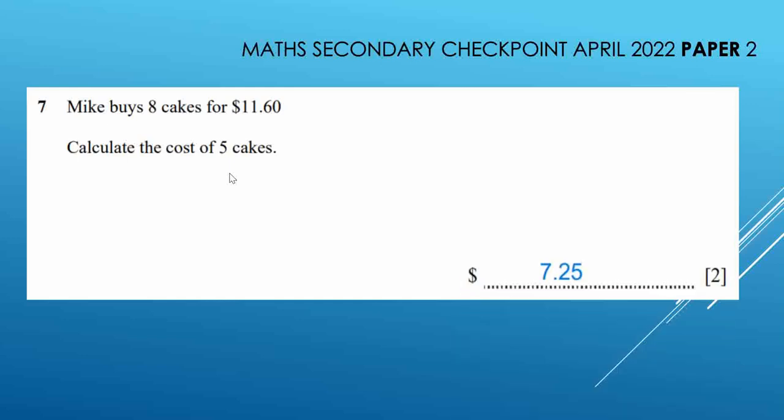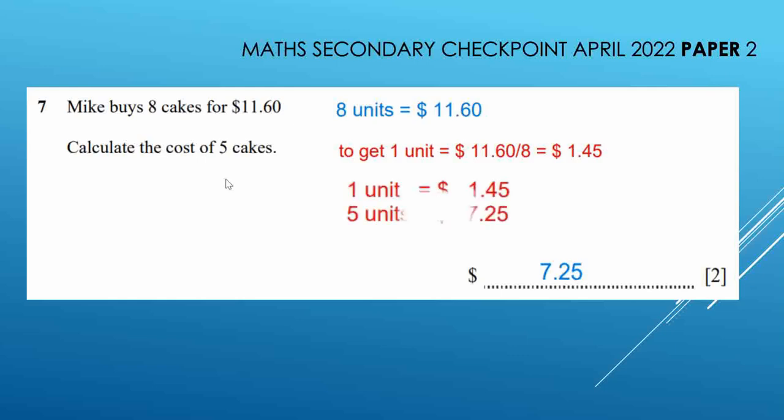Let's open. So it's 7.25. You got it correct? If not, here's the explanation. 8 units equals $11.60, where 8 units is 8 cakes. Now to get 1 unit, it is 11.6 divided by 8, which is 1.45. This we can count with a calculator for paper 2. Next, we want to get 5 units. If 1 unit is equal to 1.45, then 5 units is 1.45 times 5, and we get 7.25.